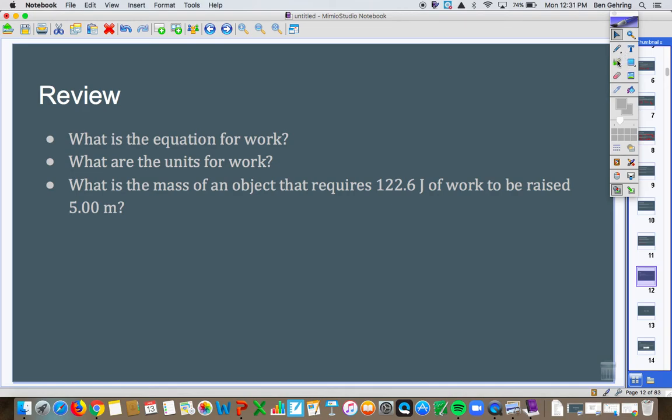So first, what is the equation for work? What are my units for work? And then calculate the mass of an object that requires 122.6 joules of work in order to be raised 5.00 meters. Make sure you can answer those, and I will see you tomorrow.